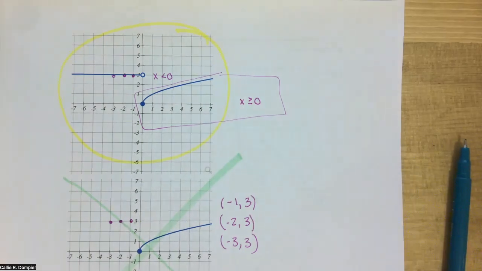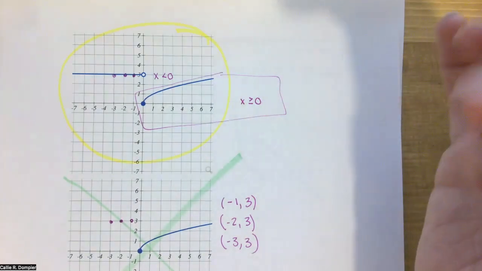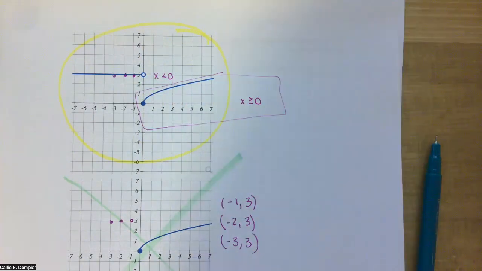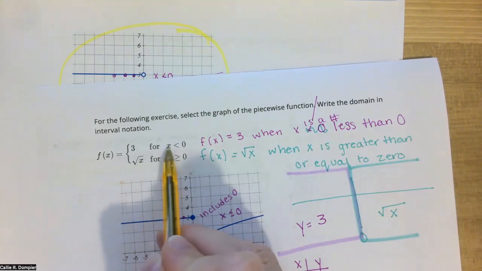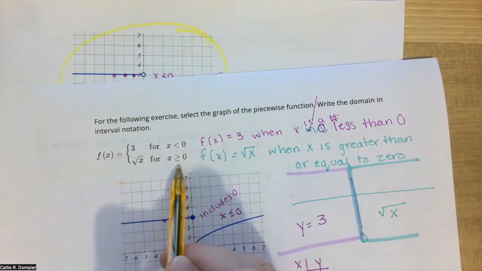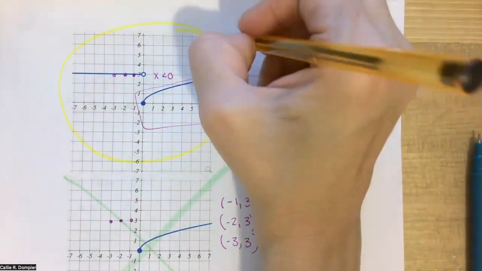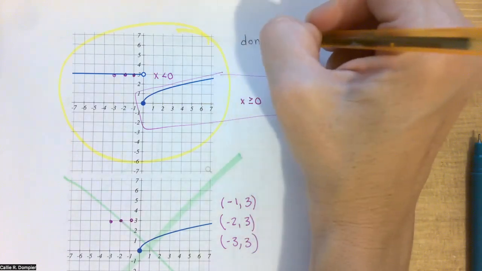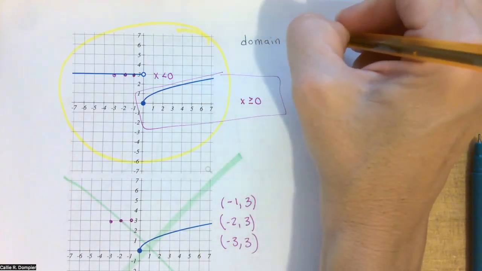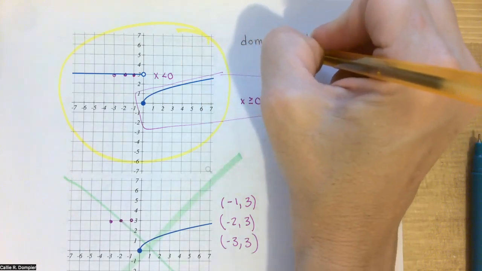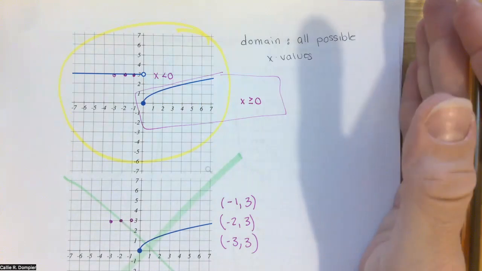And I know we're reaching maximum complexity with this question. So we've already decided which one represents f of x equals 3 for x less than 0, and f of x equals the square root of x when x is greater than or equal to 0. We found that on the graph, and now we need to find the domain. We do not need to worry about the range. We just have to remember, what is a domain? The domain is all possible x values, right? Don't overthink this, okay?